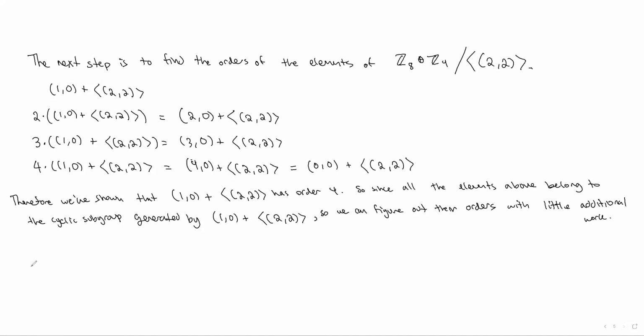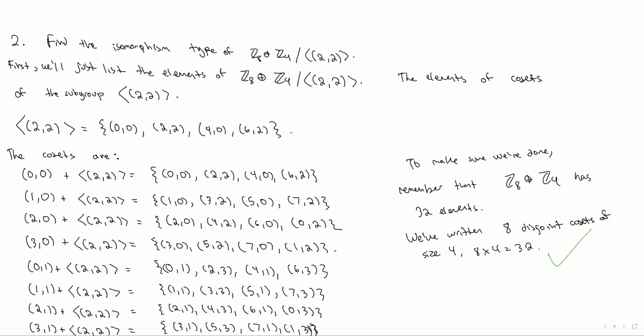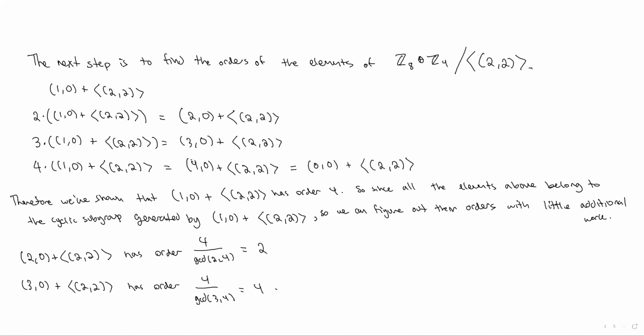So (2,0) + <(2,2)> has order, I'll just use the formula 4 over GCD(2,4), which is 2. And (3,0) + <(2,2)> has order 4 over GCD(3,4), which is 4. Okay, that covers half the elements in our group. So we still have the cosets that end in 1. So (0,1), (1,1), (2,1), (3,1).